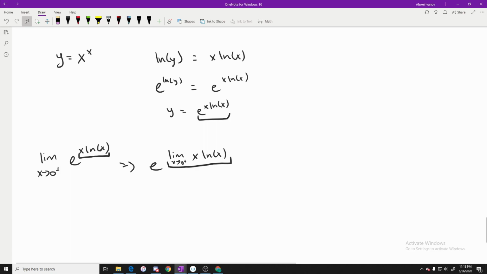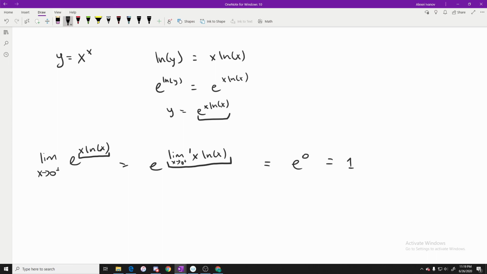So I'm not going to go ahead and solve this, but you can refer back in the video. There is the solution for this limit right here, but it's going to equal 0. So we're going to get that this is going to be e to the 0, which is equal to 1. So the whole limit is going to equal 1.